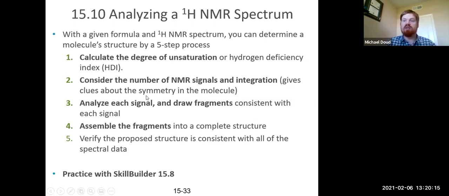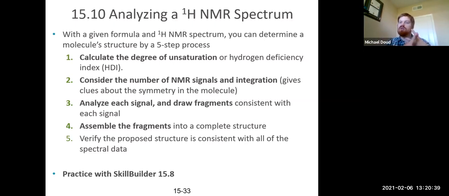And that tells you there's got to be some symmetry there in order to have those chemically equivalent protons. Okay, then you analyze each signal, and then you draw fragments with each signal. Keep in mind that when you analyze the signal, the important thing is, of course, the chemical shift of the signal. That's going to tell you what the electronic environment of the nucleus is going to look like.